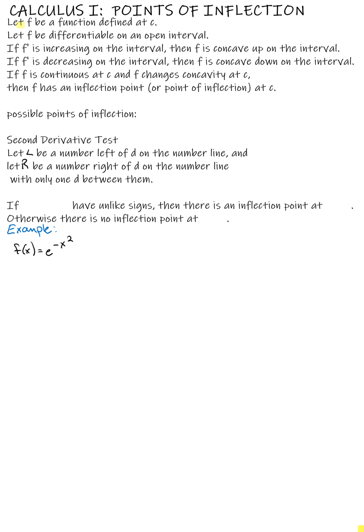To begin with, we'll let f be a function that's defined at an x value c. Now, we'll let f be differentiable on an open interval. If f prime is increasing on the interval, then f is concave up on the interval. And if f prime is decreasing on the interval, then f is concave down on the interval. And finally, if f is continuous at c, but f changes concavity at c, then we say that f has an inflection point, or a point of inflection at c.